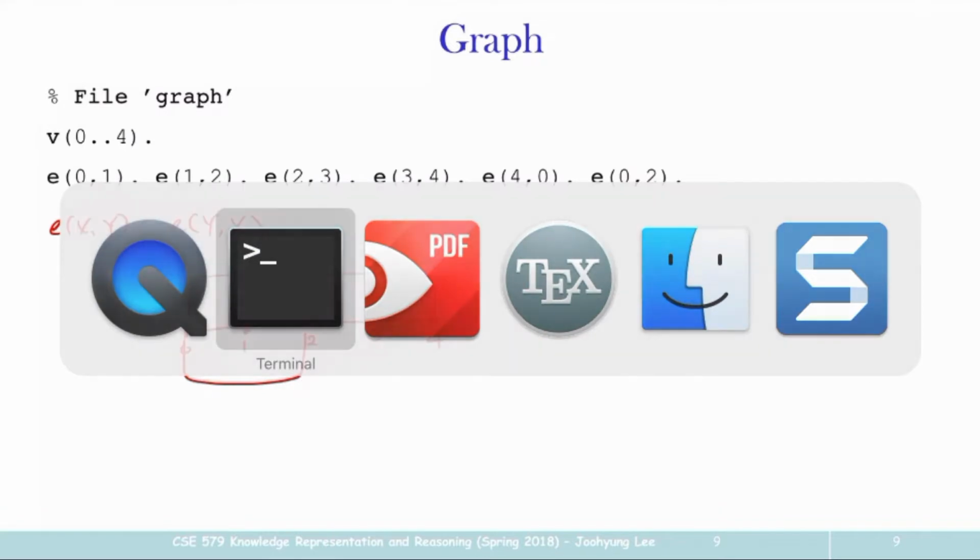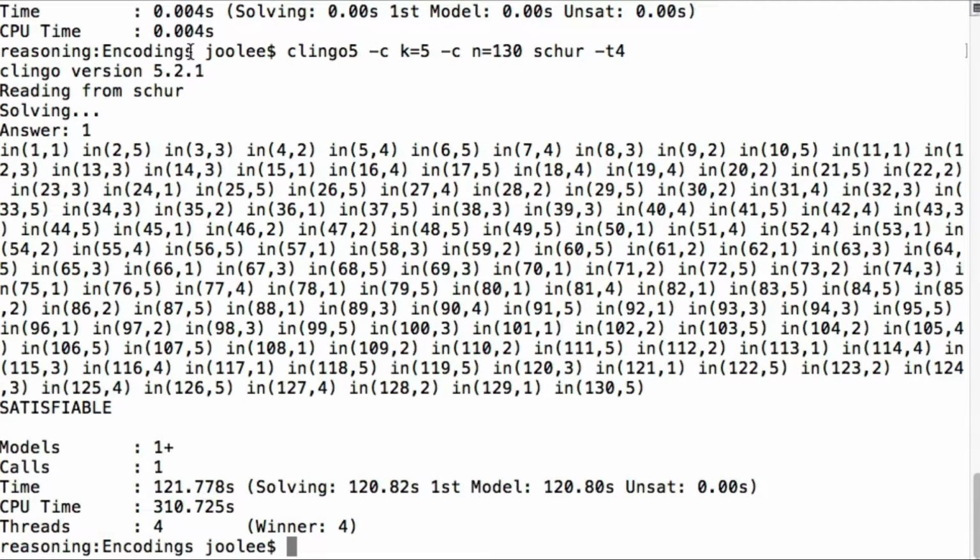Let's see it. Okay, so it took 121 seconds to solve that case. So we just verified that Schur number 5 is at least 130. If you try a bit harder, you may get to 160, but I'm not going to try today. I don't have time to do that.